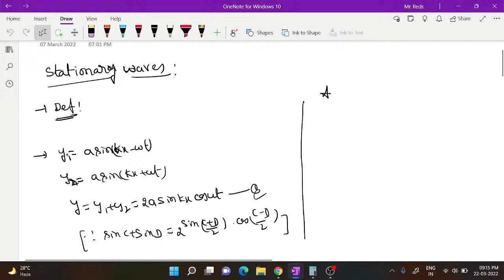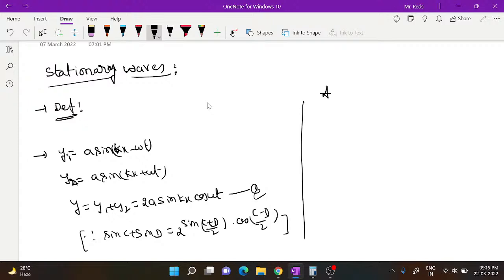So we have some conceptual discussion of stationary waves. What are stationary waves, how to form stationary waves, and how to understand the formation of stationary waves in a stretched system? First of all, what are stationary waves? The waves which are confined between two obstacles or constraints are called stationary waves.